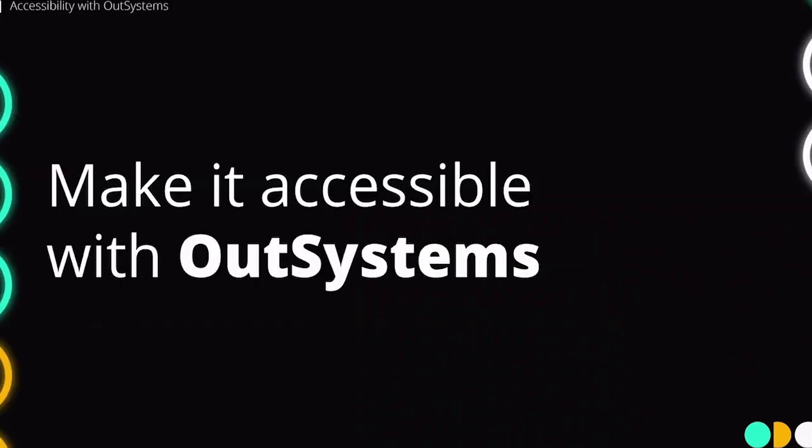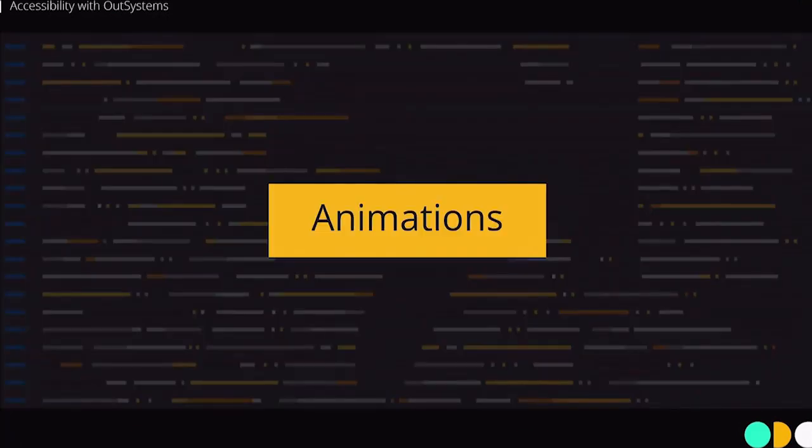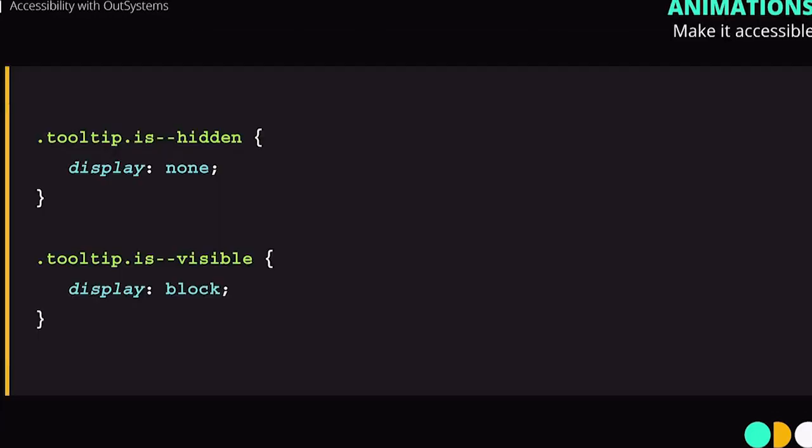So, having said that, how can we make it accessible using OutSystems? So, we have a lot of things. I know when you are creating an app, you sometimes need to create custom patterns, to create animations, for example. So, for one of the animations, we can use only a display none and a display block.